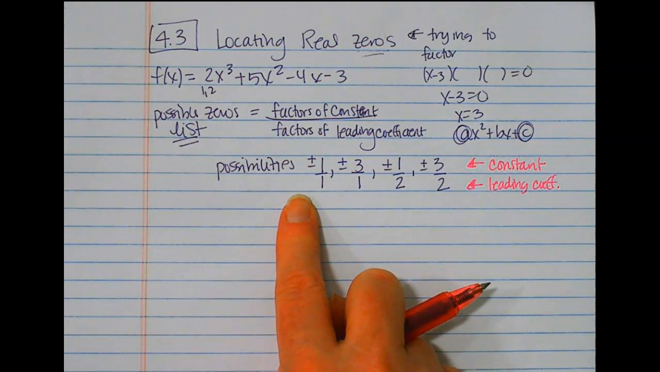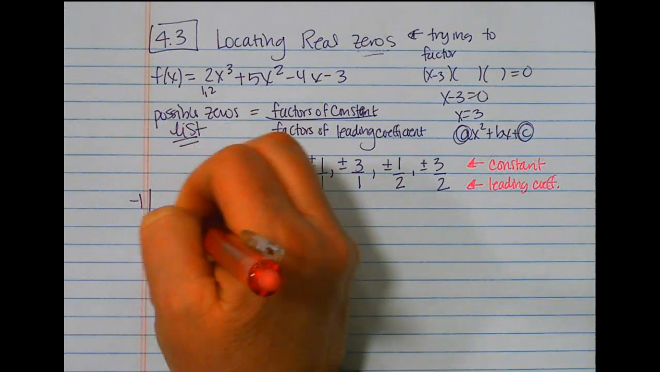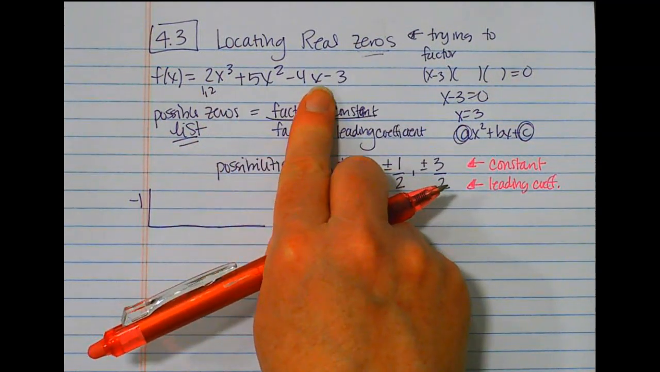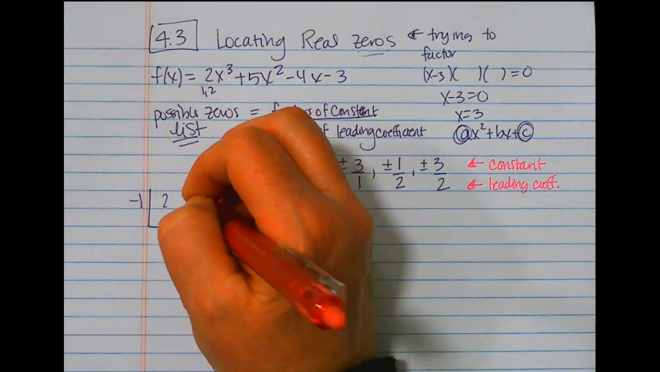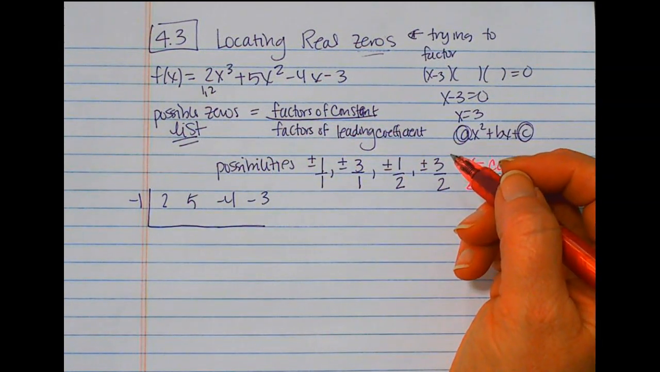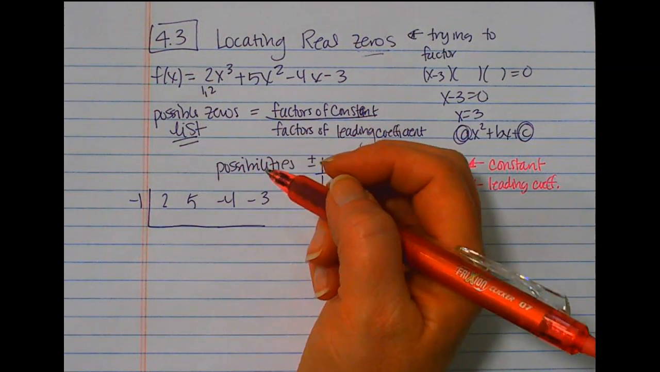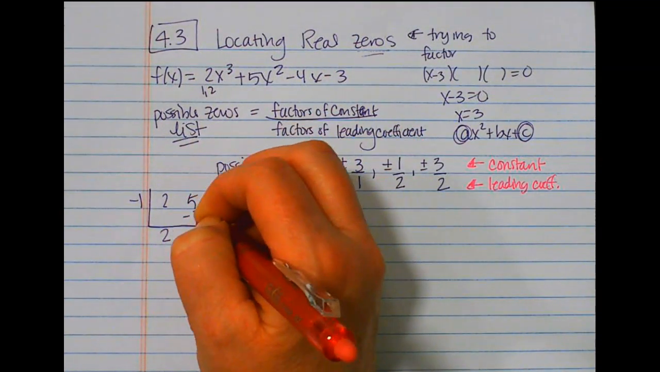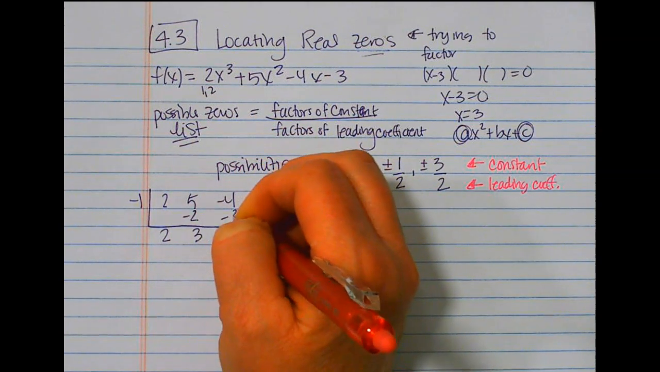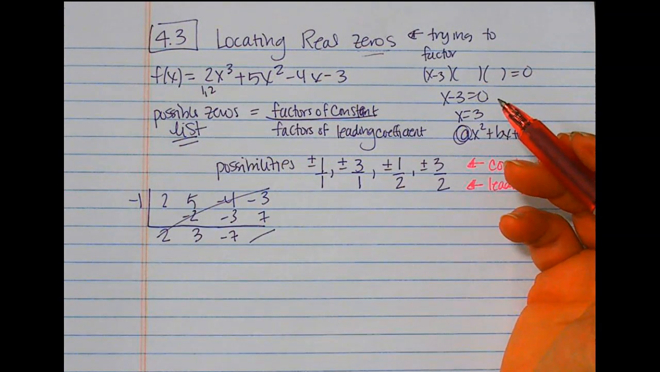So let's see. What do you want to try, 1 or -1? -1. Okay, so -1 in my polynomial right here. So 2, 5, -4, and -3. You try it, see if it works. Give it a shot. I don't think it does. 2, -2. 3, -3, -7, 7. Okay, that doesn't work. So we just put a line through it and go, well, let's try 1.